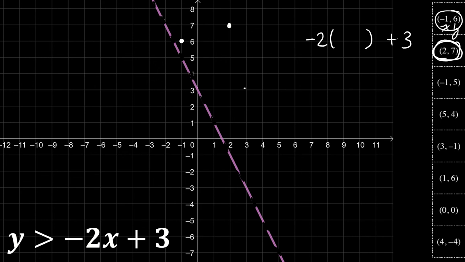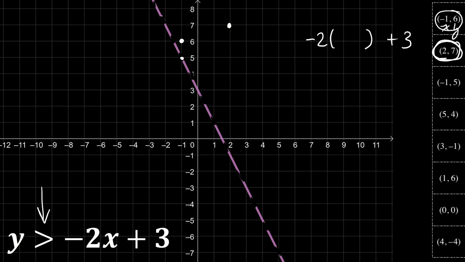Let's do a couple more here. So let's look at -1, 5. -1, 5 looks like it lives on the line. And because it's on the line, it's probably not a solution, because the solutions, it says down here, y's have to be strictly greater than. So it's not going to include this endpoint.